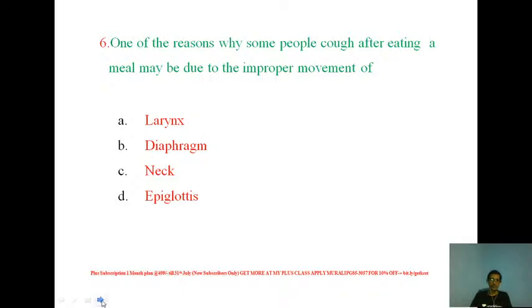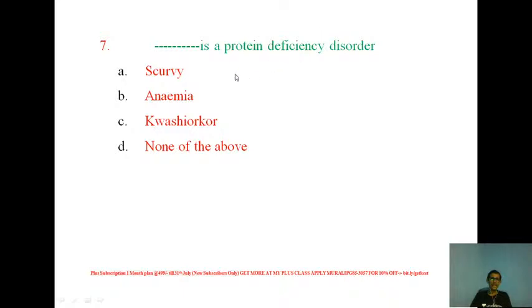So for question number 6, D is the answer. Next question. Dash is a protein deficiency disorder. The seventh one. Scurvy, anemia, kwashiorkor, none of the above. Any answer from the students? Yes Pujita, Monisha, Tejas. Yes Sonika. Anyone can answer. Pujita gave C as the right answer. Sonika gave C as the right answer.